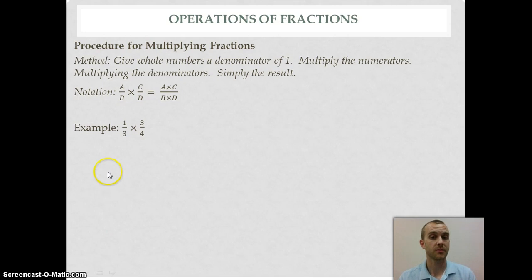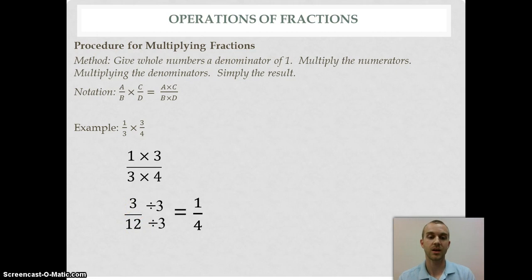When I go to multiply fractions, I multiply my numerators and I multiply my denominators, then simplify my result. If I have a whole number, I'm going to put it over 1 so that I can look at the fractions together. For example, if I have 1/3 times 3/4, I'd multiply my numerators and multiply my denominators. 1 times 3, 3 times 4. That gives me 3/12. Now I'll look and say, can I simplify that? Well, I can divide both 3 and 12 by 3. And when I do that, I get 1/4.